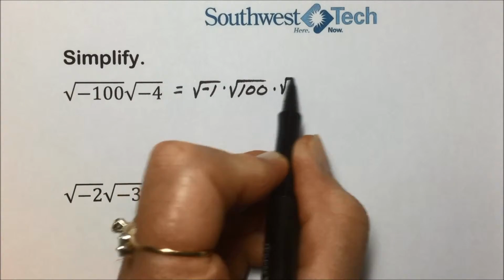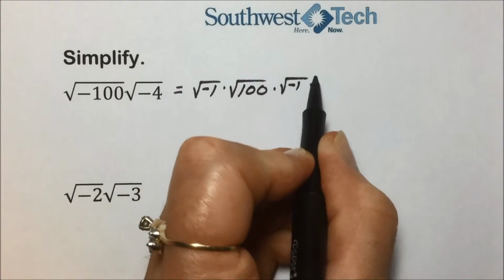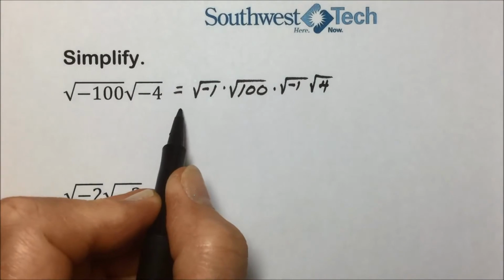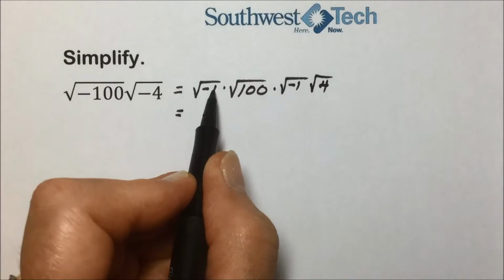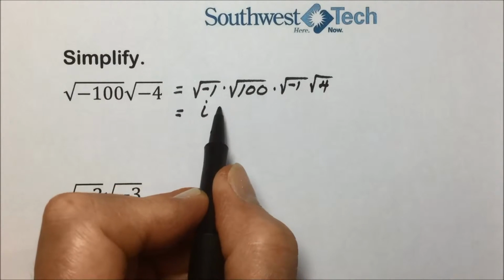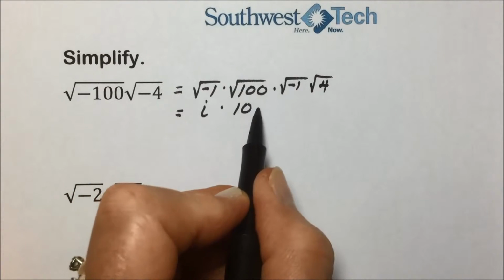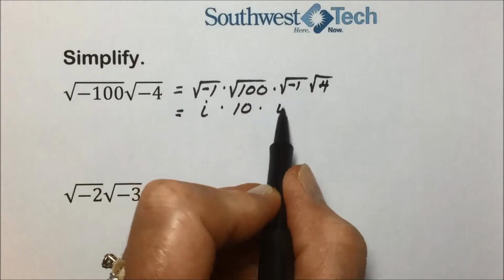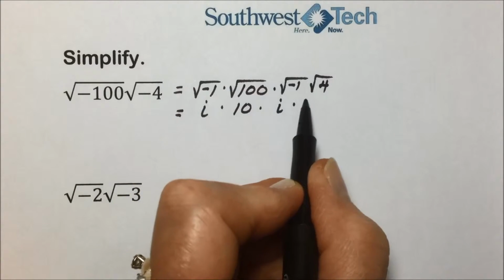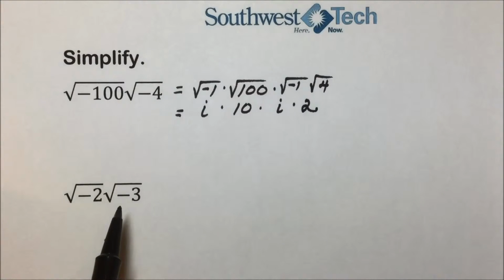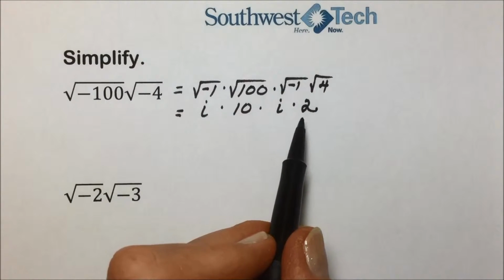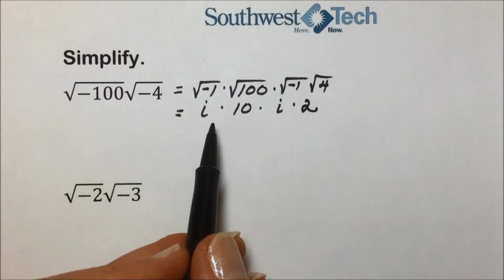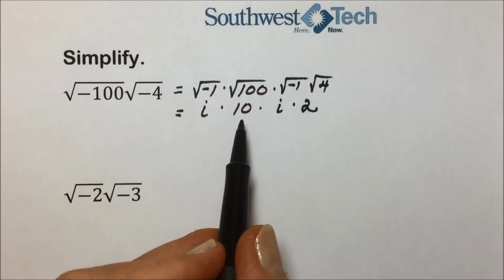times the square root of negative 1 times the square root of 4. Simplifying from there, the square root of negative 1 by definition is i, the square root of 100 is 10. Another square root of negative 1 is an i, and the square root of 4 is 2. We have multiplication of these four values, which we can multiply in any order due to the commutative property.